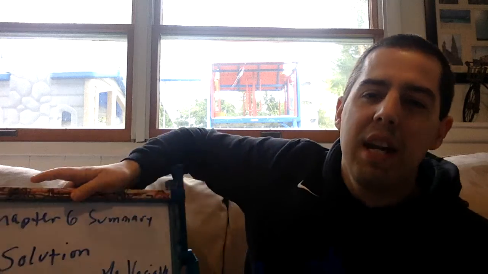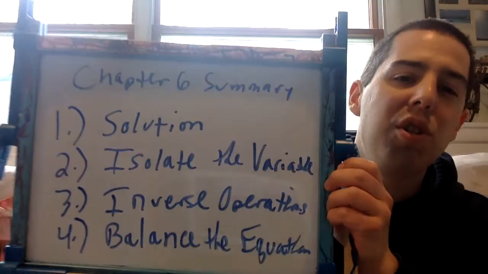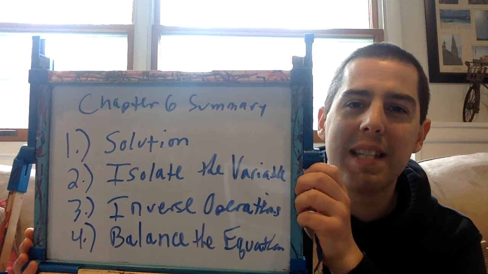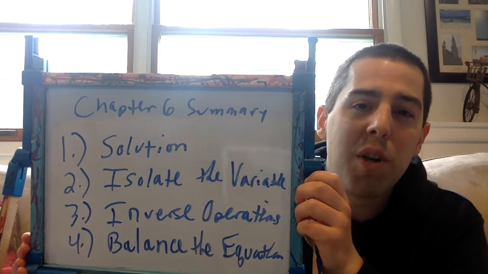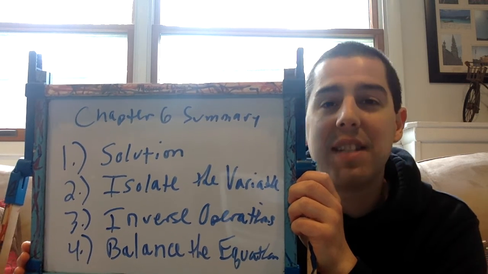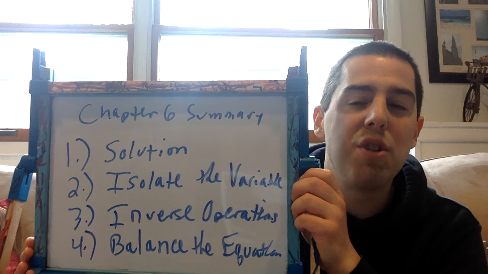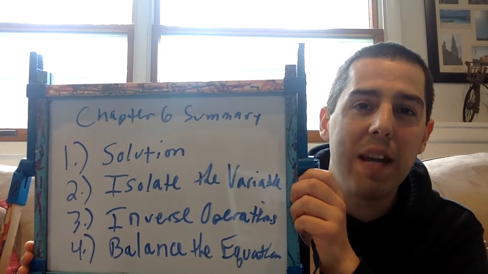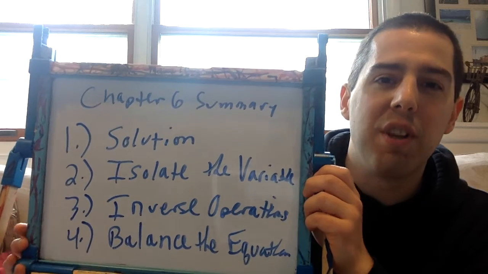The summary of the chapter: a solution is a replacement value for a variable that makes a math sentence true. All of the problems you were doing was finding solutions. X equals, y equals, that's the solution. What number can you put in place of x that would make a true statement, that would make the left side equal the right side?